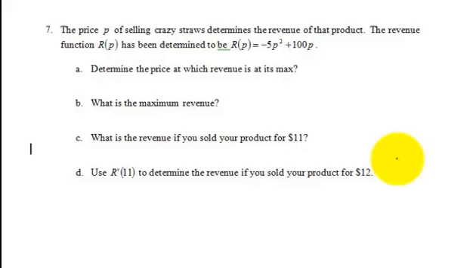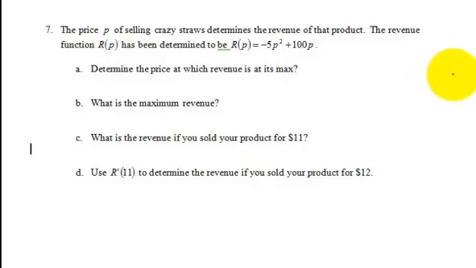Okay, let's do number 7 from the exam, probably listed as number 8 on the videos. The price P of selling Crazy Straws determines the revenue of that product. The revenue function, R of P, has been determined to be negative 5P squared plus 100P. So the P stands for price, and depending on the price, plug in certain numbers and it'll tell you the revenue. Determine the price at which revenue is at a max.